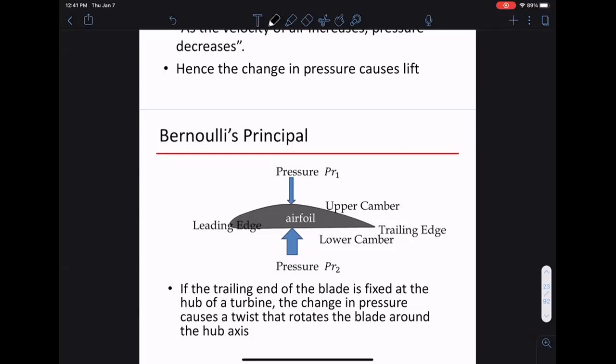Anybody remember the reason? So what's wrong with the story I just told you? What's wrong with the story of molecules separating, creating a pressure difference, and the pressure difference pushing the blade to have lift? Anybody remember the reason why this is wrong?